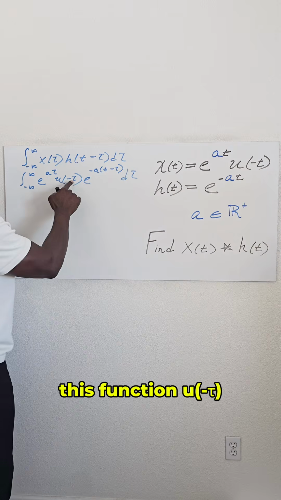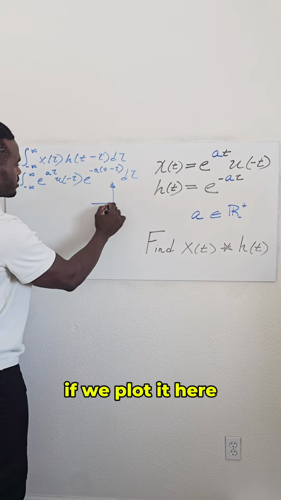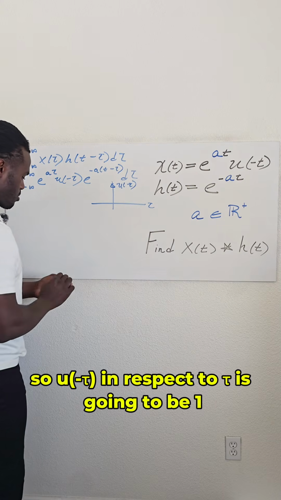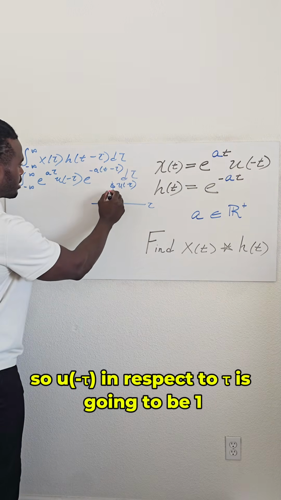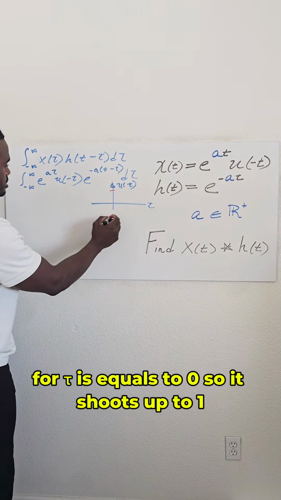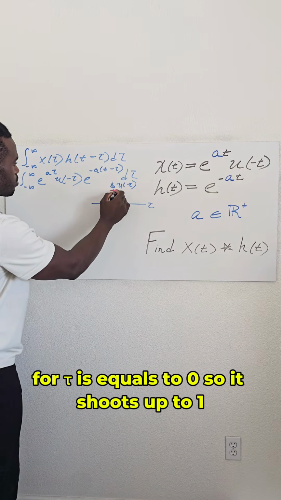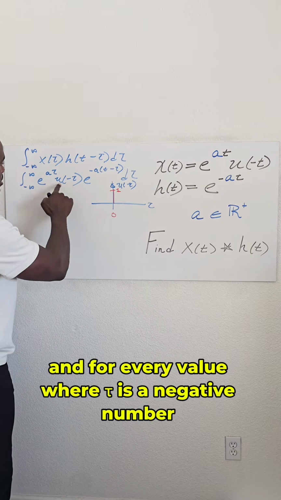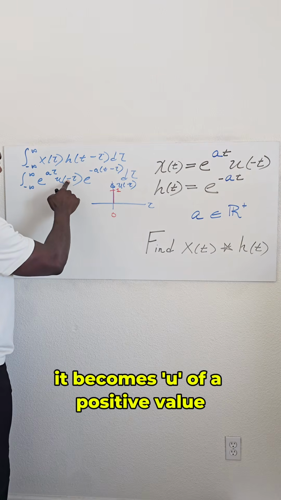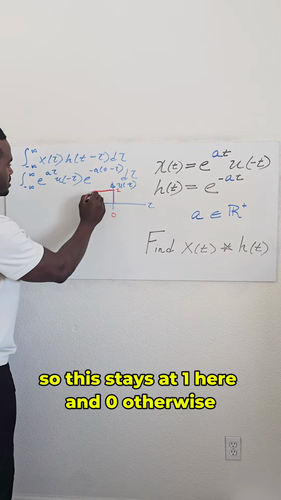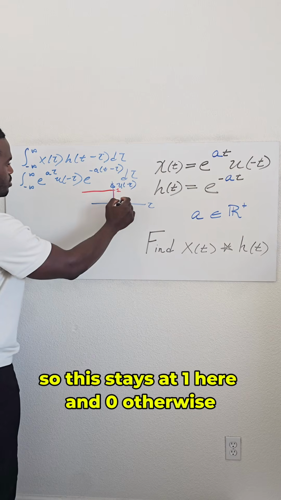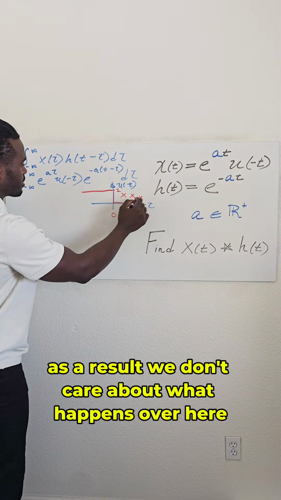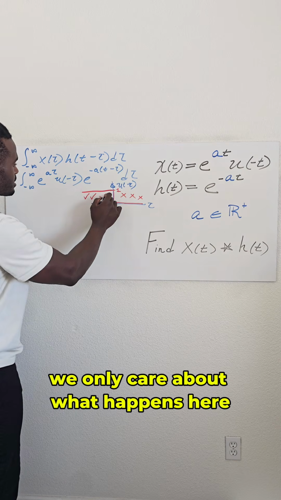This function u of minus tau, if we plot it here, so u of minus tau with respect to tau, is going to be 1 for tau equal to 0. So it shoots up to 1. And for every value where tau is a negative number, it becomes u of a positive value. So this stays at 1 here and 0 otherwise. As a result, we don't care about what happens over here. We only care about what happens here.